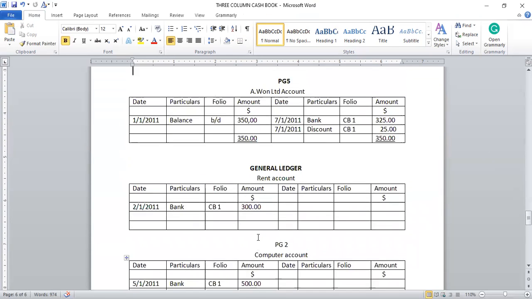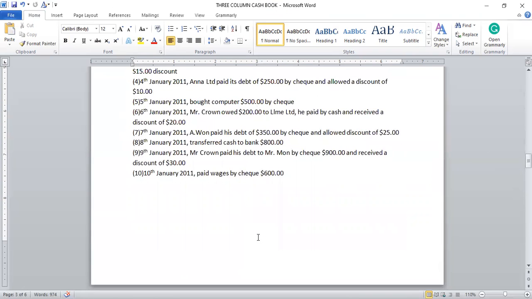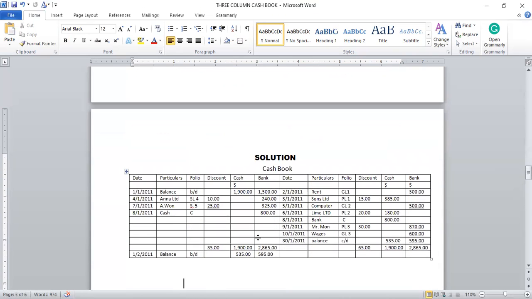So we are done with all the transactions. So we close the books. The cash book is going to be closed. So we close it, and the balance carried down. So 30th January 2011, balance carried down. We have cash of what? $535. And the bank balance carried down $595.